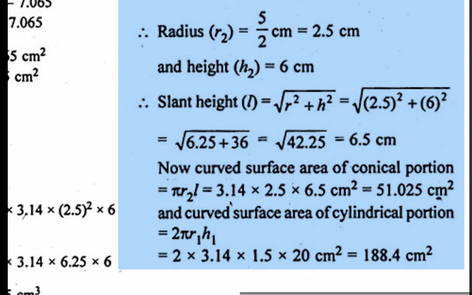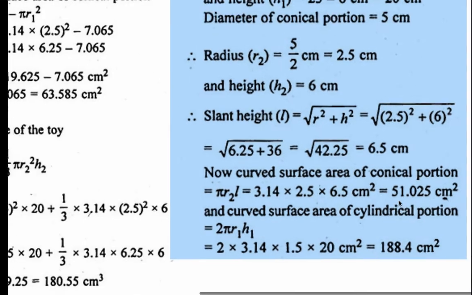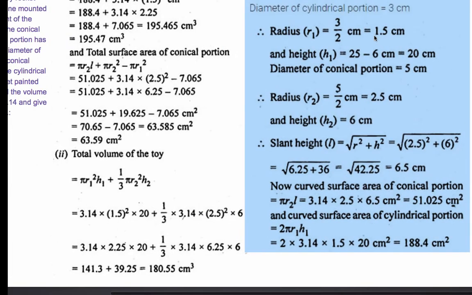Curved surface area of conical portion is 3.14, the value of pi, times 2.5, the radius of cone, and 6.5, the value of slant height L. We can calculate that the area of the conical portion to be painted will be 51.025 centimeters square. Then also we have to paint the cylindrical portion. So again for that, the curved part will be painted. So 2 pi r h, we discussed the formula today in the beginning of class. 2 into pi 3.14, radius 1.5 and height we calculated 20.